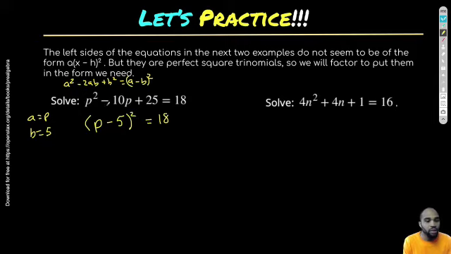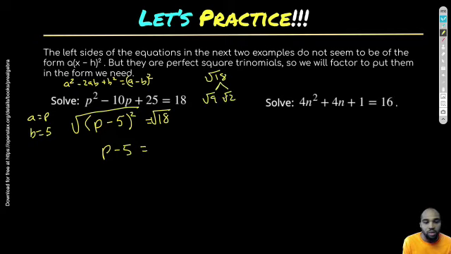So now I've done that one step. It makes it so much simpler for me to do the square root. So I can take the square root of this side and the square root of here and get p minus 5 equals the square root of 18. Well, the square root of 18 has a perfect square in it because it has a 9. So the square root of 9 is 3, so that's 3 square root of 2. So I know this is going to be plus or minus this 3 square root of 2 when I take the square root of 18.